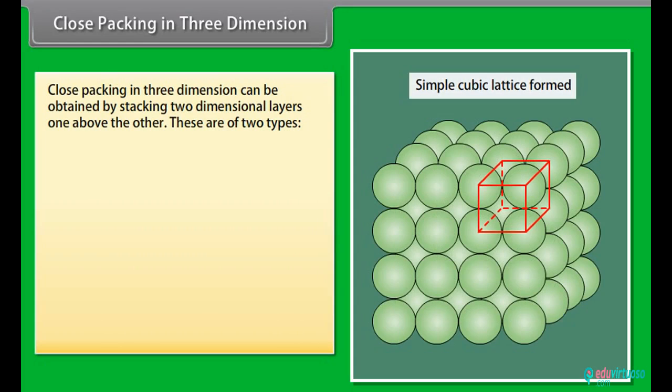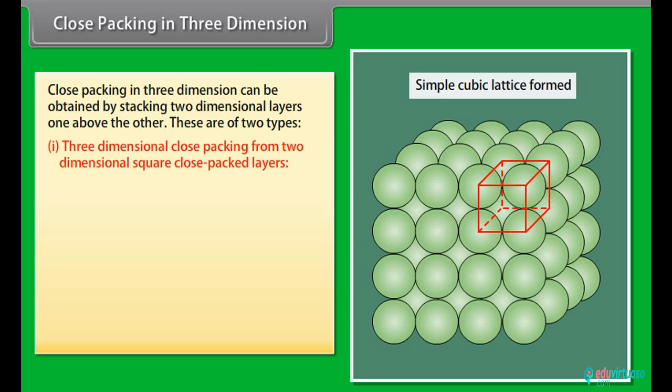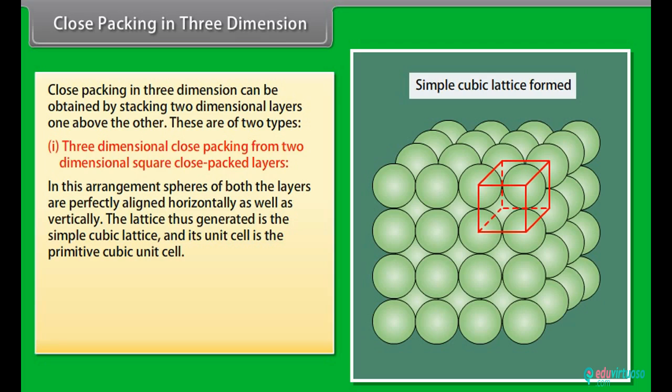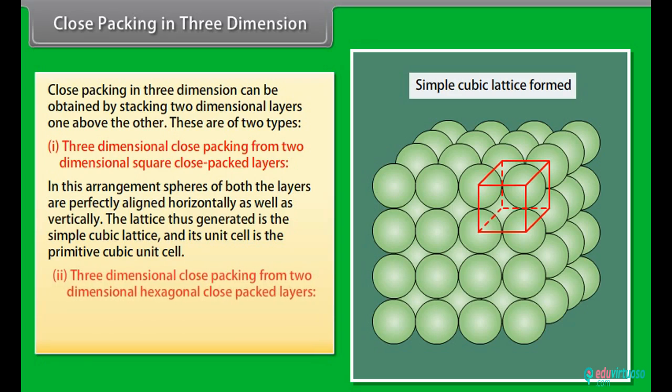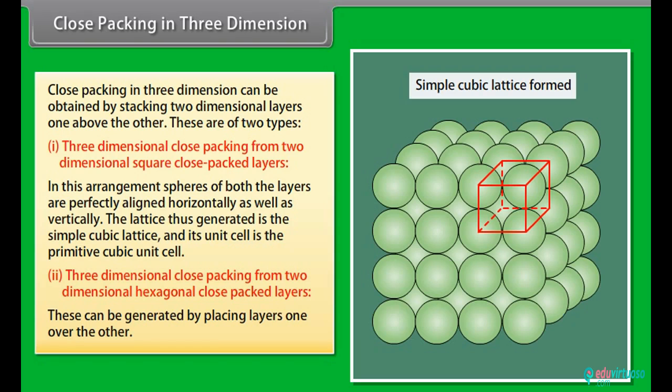Close packing in 3 dimensions can be obtained by stacking 2-dimensional layers one above the other. These are of two types. Three-dimensional close packing from two-dimensional square close-packed layers: in this arrangement, the spheres of both the layers are perfectly aligned horizontally as well as vertically. The lattice thus generated is the simple cubic lattice, and its unit cell is the primitive cubic unit cell. Three-dimensional close packing from the two-dimensional hexagonal close-packed layers can be generated by placing layers one over the other.